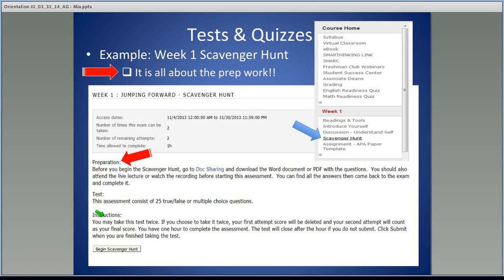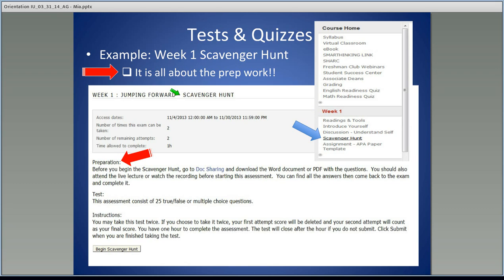Now, the next type of homework is tests and quizzes. So for example, during week one, we have the scavenger hunt. Now with this one, it's all about the prep work. So let's look at the instructions just a little bit. Now, before you begin this scavenger hunt, you're going to actually go to document sharing and download the Word document or the PDF, and we're going to give you the questions. So then what you'll do is take the questions with you when you watch your lecture, and that's going to help you find the answers to a lot of the questions. So when you find the answers, go ahead and write them down. Then you can find the rest of the answers through our webpage in the various resource links under Course Home.